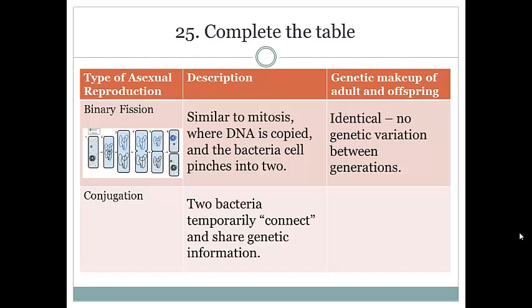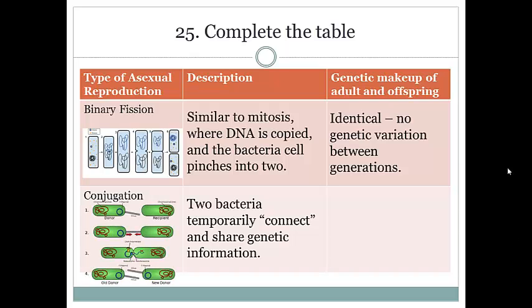Conjugation is where two bacteria temporarily connect and share genetic information. This is kind of like sex for bacteria. These two bacteria form this sex pili, and along that it gives an avenue for them to trade DNA. At the end of this trade of DNA, the offspring are going to be different than they originally started as. So the bacteria is now going to develop new traits. This is how bacteria, even though they generally reproduce asexually, are still able to get that variation. They've kind of found this clever way to get around the fact that they only reproduce asexually.